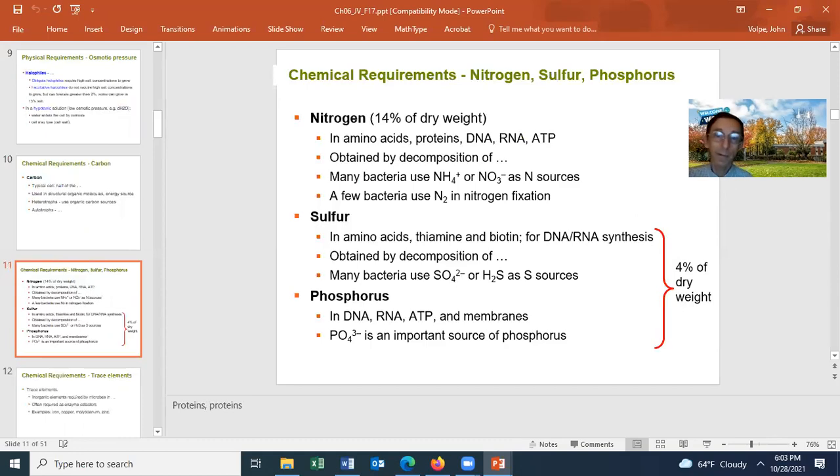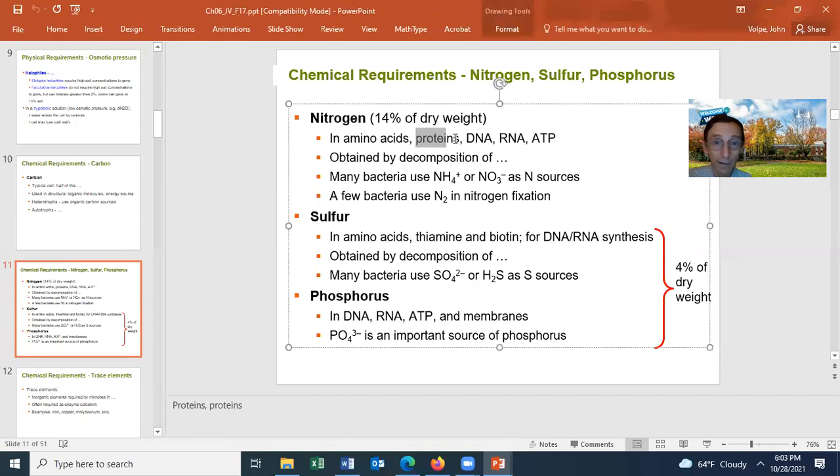Cells also have different chemical requirements. All cells have to have a nitrogen source, a sulfur source, and a phosphorus source. Nitrogen is actually 14% of the dry weight of a cell. Nitrogen is in amino acids, proteins, DNA, RNA, and ATP. So you can see why all cells have to have a nitrogen source. Otherwise, you wouldn't have any of those molecules.